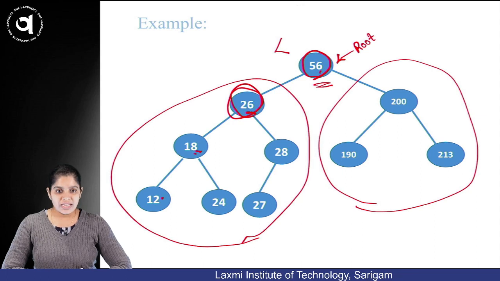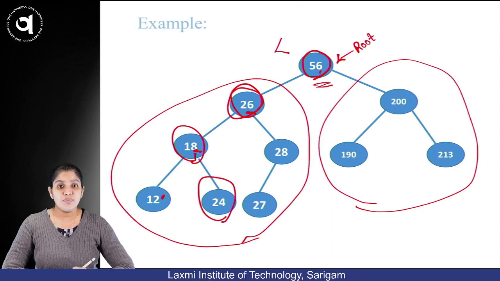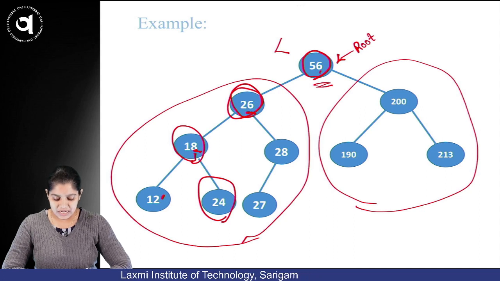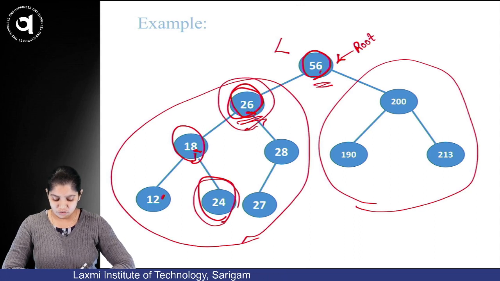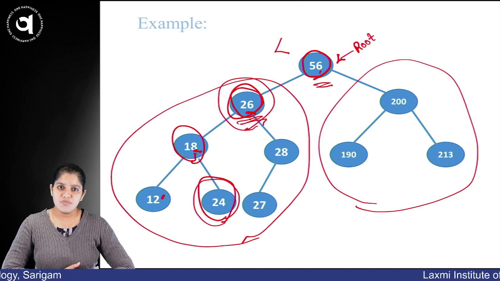In a similar way, 12 is lesser than 18. Now if I consider this 18, the right child of 18 is 24. That has a greater value than 18, but it should be lesser than this 26. Why? Because if I consider this 26, this 24 falls on the left side of 26, so it should be a lesser value. You should keep in mind that if we consider any node X, the left child or left subtree, the values of all the nodes should be lesser than the value of X, and for the right, it should be greater.